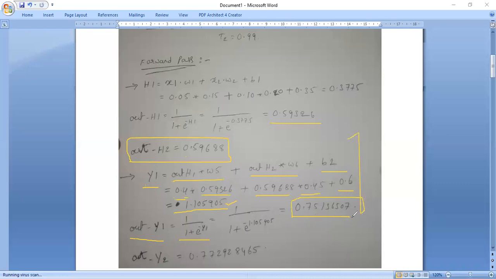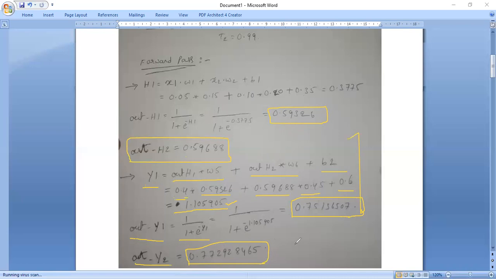Okay, in the same way, we are going to calculate the output of Y2. The output of Y2 gives the result 0.077292846. This is the value for the output of Y2. Now we have finished calculating the hidden layer outputs as well as the output layer outputs.